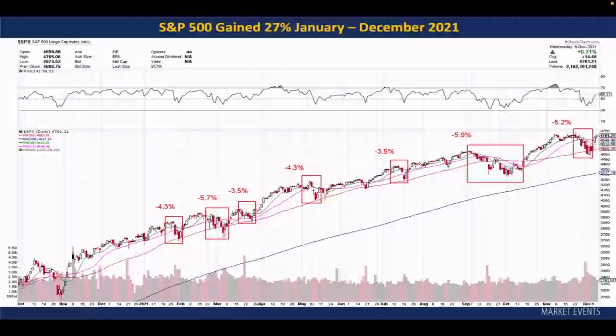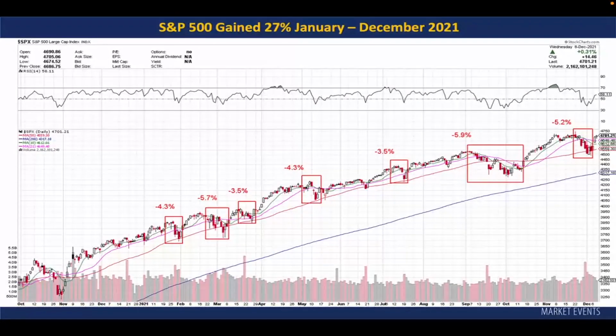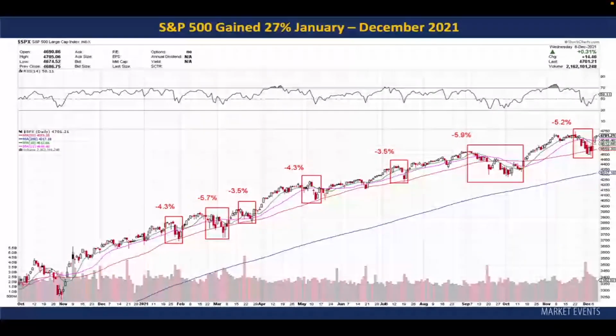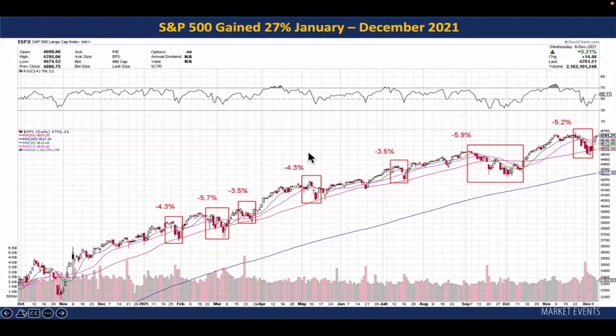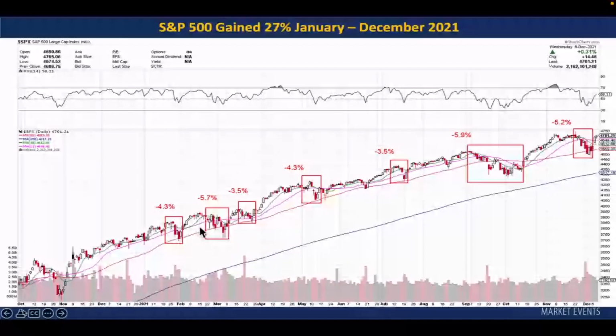Again, 2021, we are looking at a daily price chart of the S&P 500 in 2021. This is a January to December view. The S&P gained 27%. So certainly on the surface, that is an incredible return for the year. But what I'm pointing out to you here is just how many pullbacks there were. This is taking us back to January, then into March and so forth. Some of them were smaller. We had a larger pullback, certainly September into October, and then that year-end pullback. So it was not all smooth sailing there.